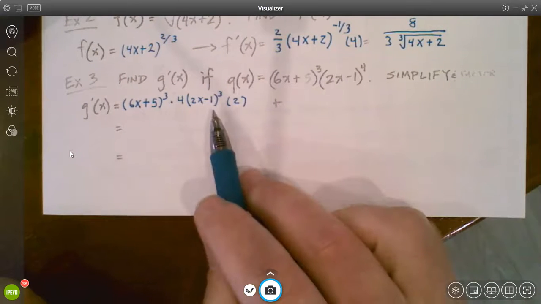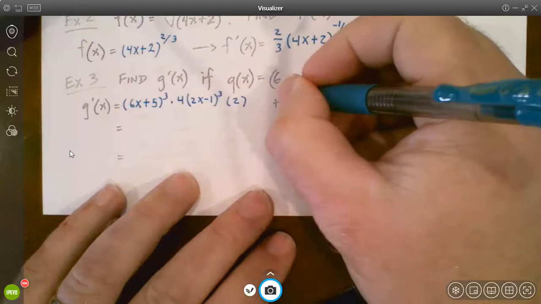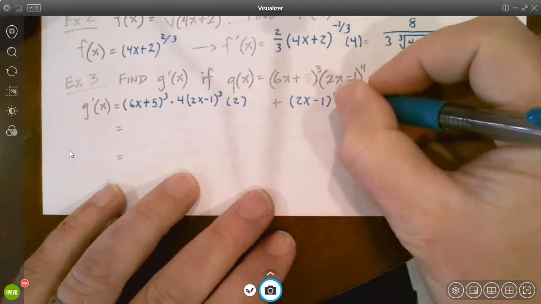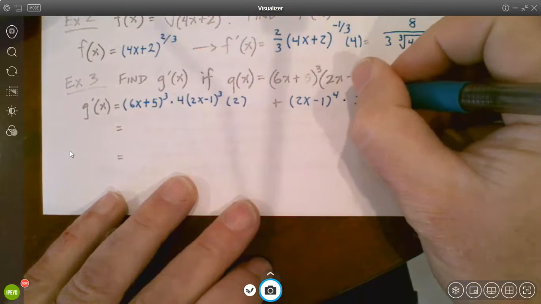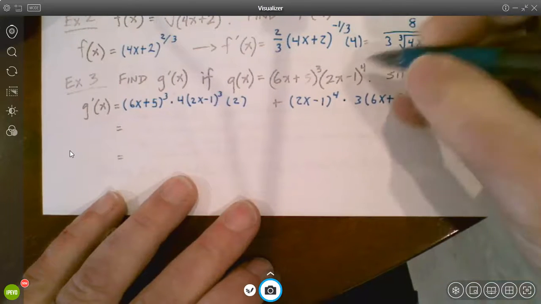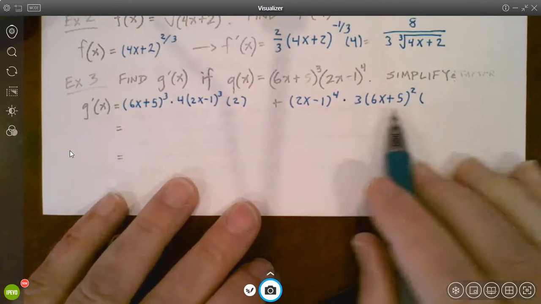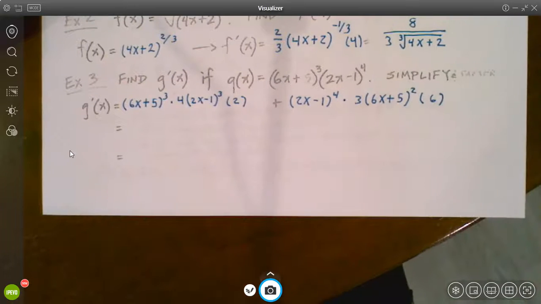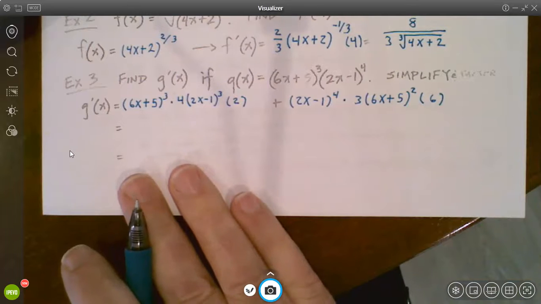So first times derivative of the second plus the second, so 2x minus 1 to the fourth times the derivative of the first. So again, I'm going to multiply that 3 to the front. Leave the inside alone. Drop the exponent by 1. And now the chain rule is where I have to now multiply by the derivative of the inside function, which would just be 6. So that is it. That is the derivative. The next 2 lines are really just cleanup and simplifying.